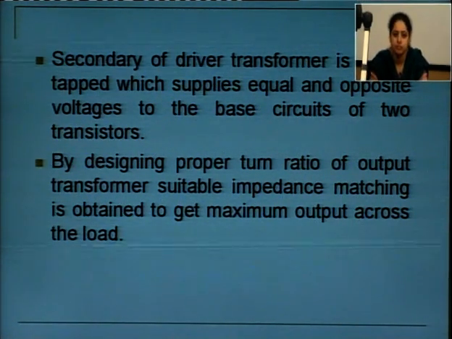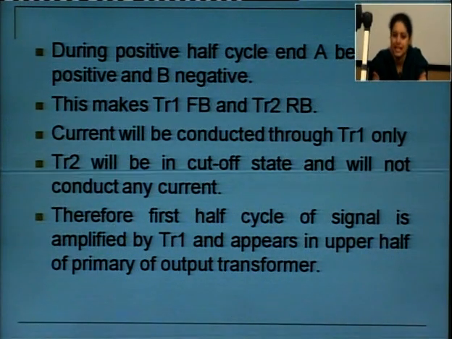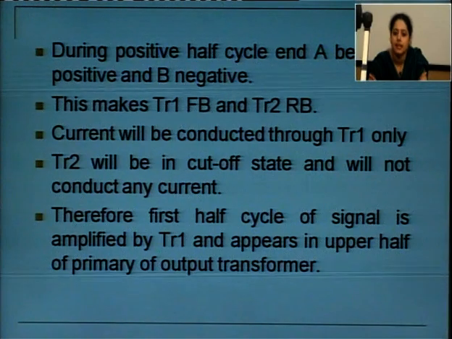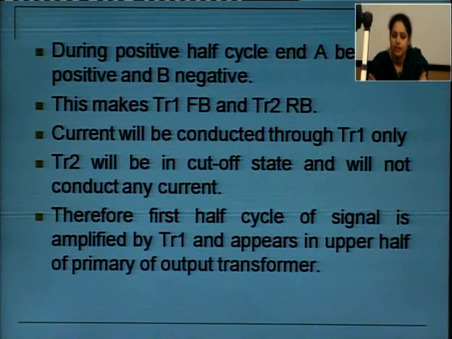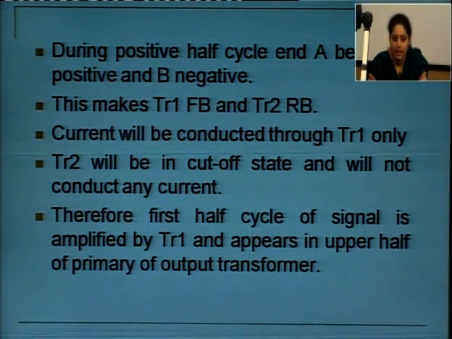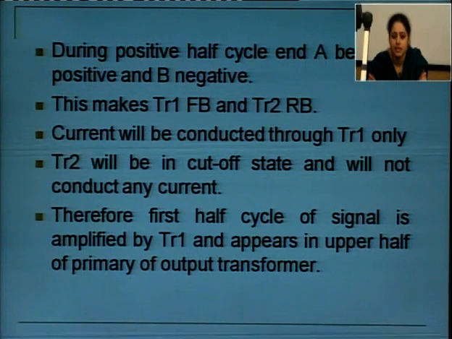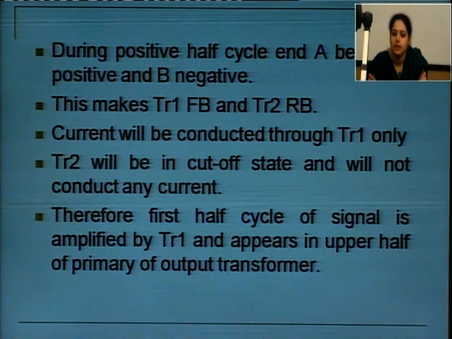During the positive half cycle, as we have discussed, A becomes positive and B negative, so transistor T1 is forward biased and T2 is reverse biased. Current will be conducted through transistor T1 only, and transistor T2 will be in the cut-off state, that is, pulling. Transistor T2 is in a pulling state and will not conduct any current. Therefore, the first half cycle of the signal is amplified by transistor T1 and appears in the upper half of the primary of the output transformer.